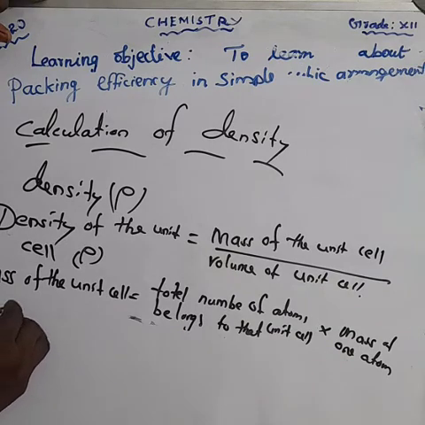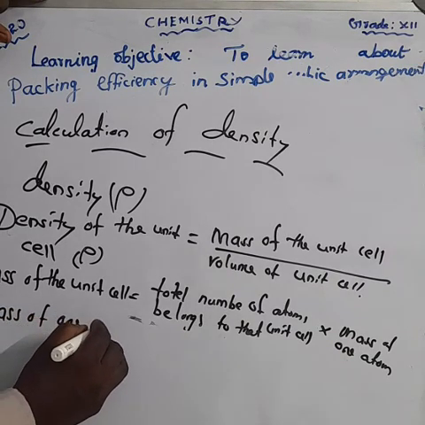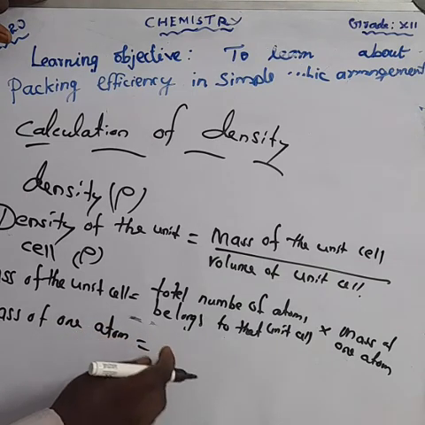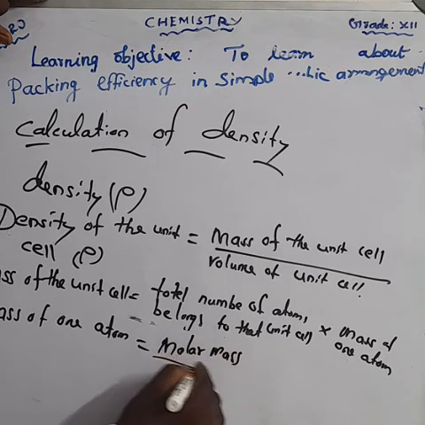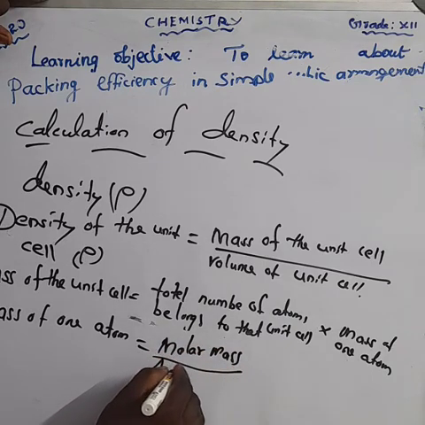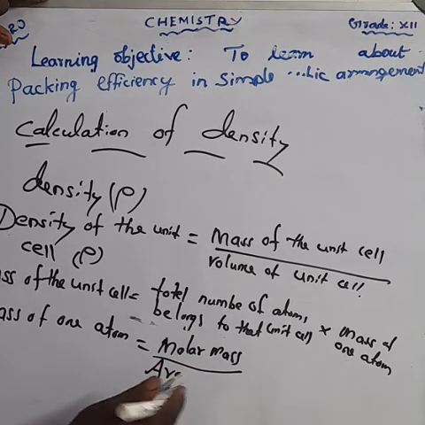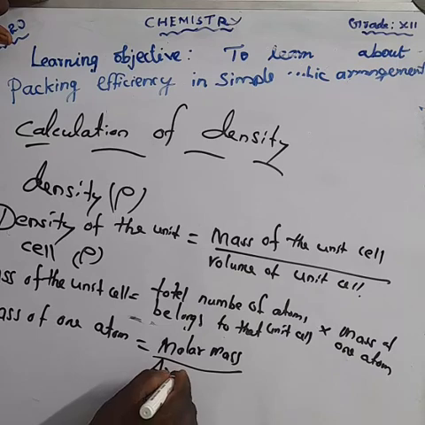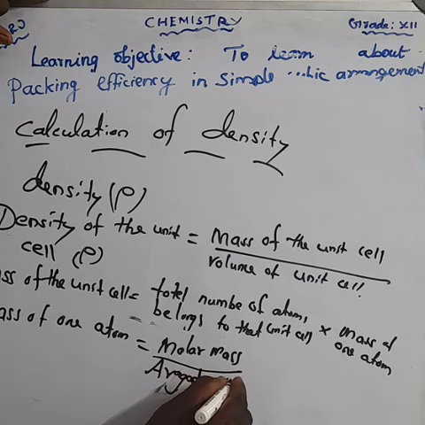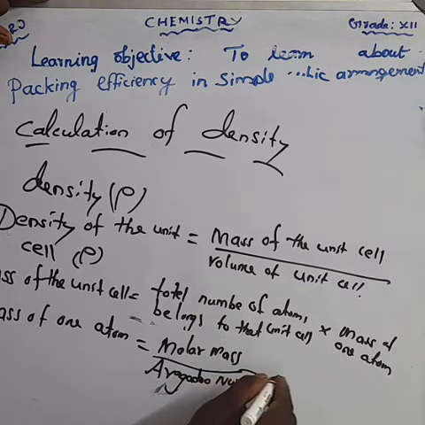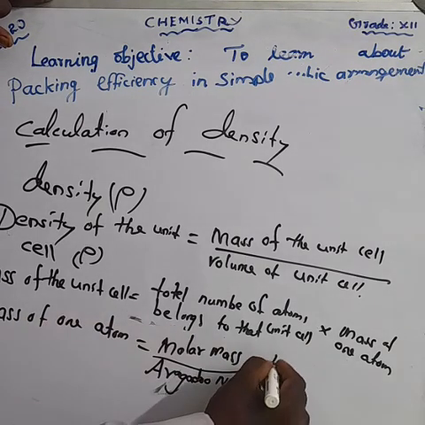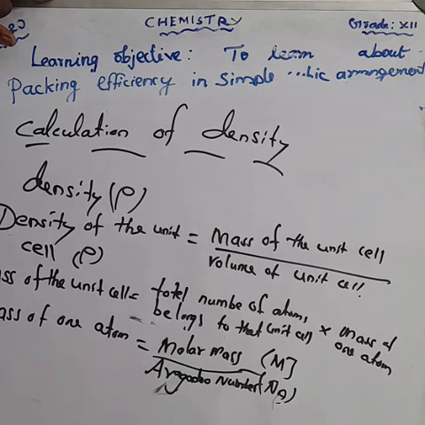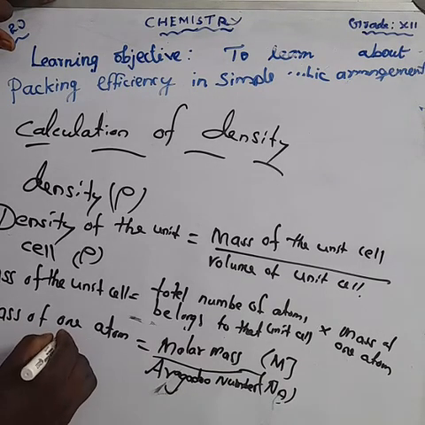Mass of one atom is equal to molar mass divided by Avogadro number. This is denoted by the symbol Na. Na means what? Avogadro number. Molar mass means capital M. Okay. And here mass can be taken as small m.